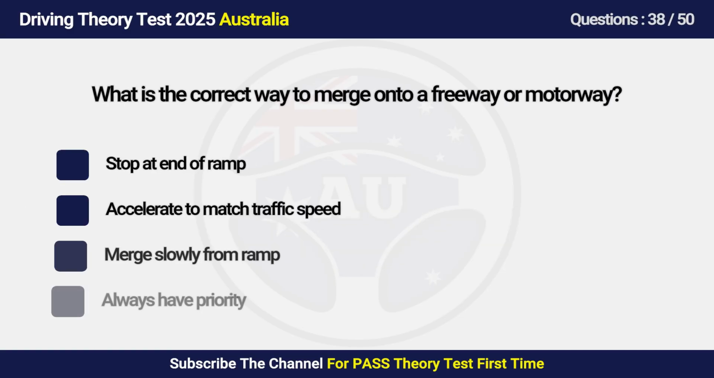Question 38. What is the correct way to merge onto a freeway or motorway? A. Stop at end of ramp. B. Accelerate to match traffic speed. C. Merge slowly from ramp. D. Always have priority.